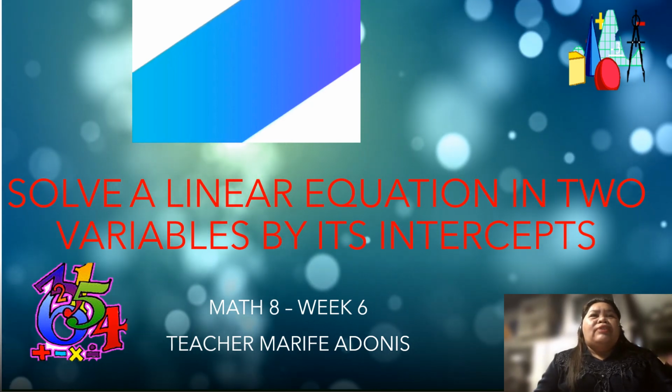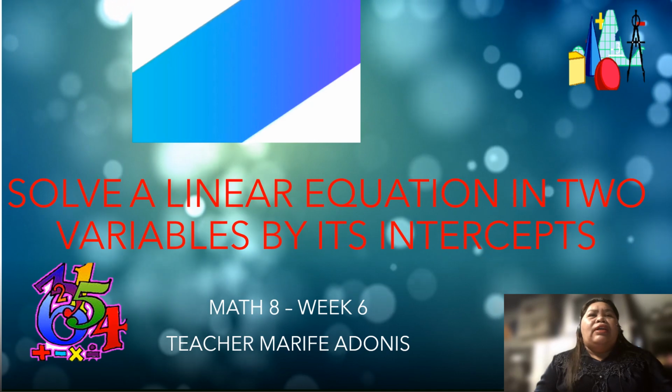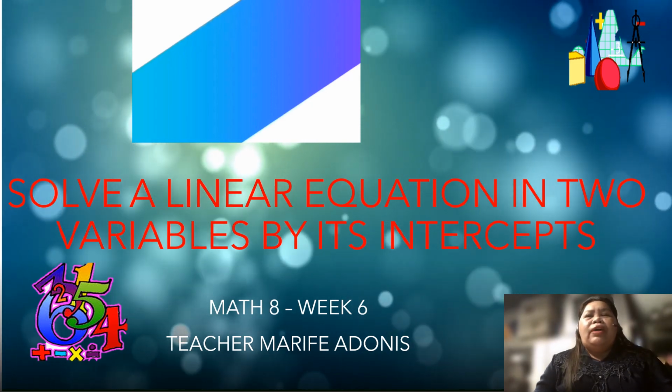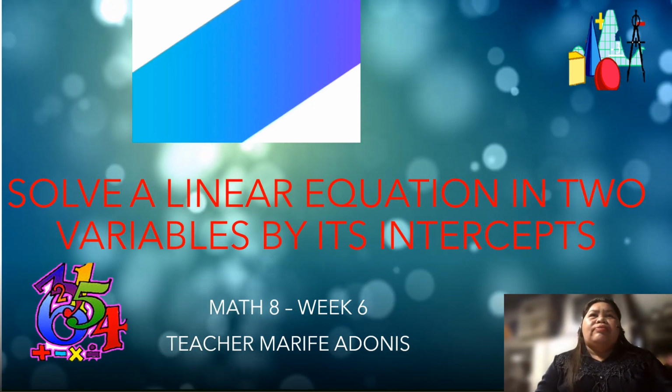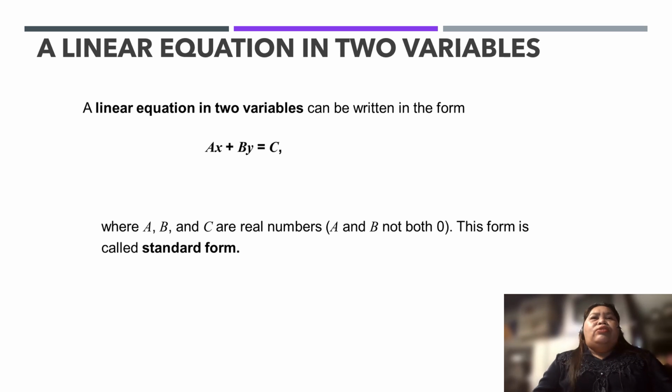For now, our lesson is about solving a linear equation in two variables by its intercepts. And this is your teacher, Marife Adonis. A linear equation in two variables can be written in the form ax plus by equals c, where a, b, and c are real numbers, where a and b are not both zero. This form is called standard form.